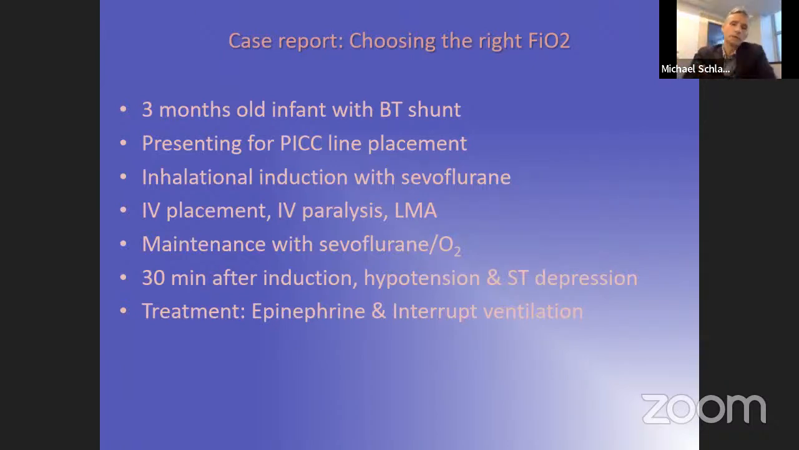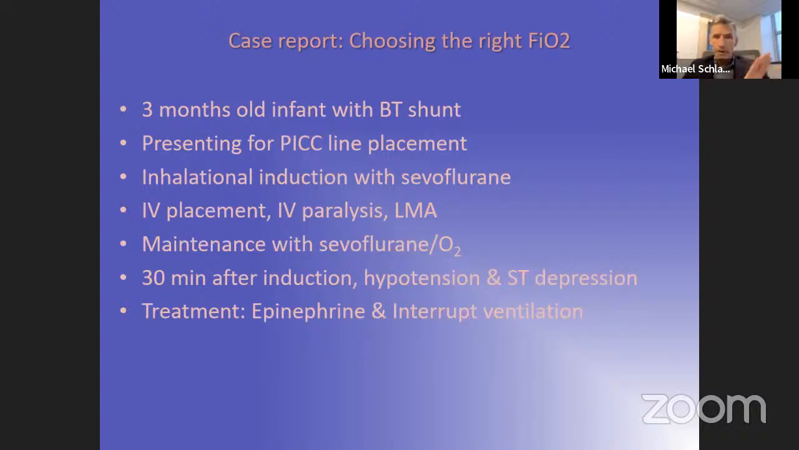So initially the case proceeded smoothly, but 30 minutes after induction, the baby experienced hypotension and ST depression. I treated that with a little bit of epinephrine, and then eventually realized the mistake that I had made and interrupted ventilation, and things stabilized and came back to normal. So what had happened here, this child had some pulmonary overflow. And I, by not paying attention, had kept the kid on 100% oxygen unnecessarily. And this pulmonary overflow got worse and worse over time, and eventually resulted in heart failure and a drop in systemic perfusion.